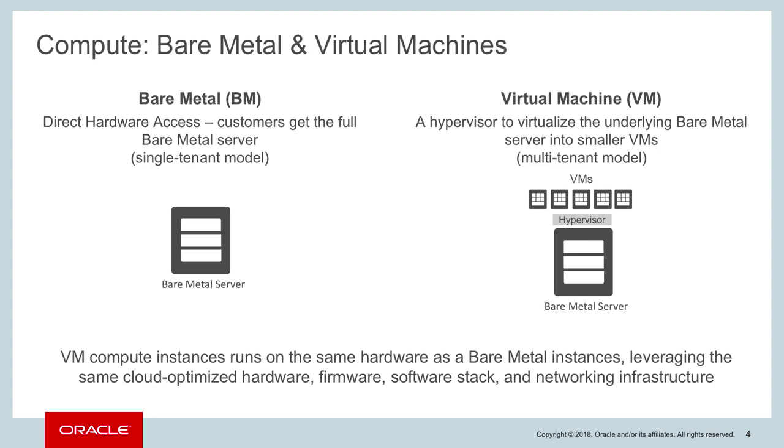On the other side, we have the virtual machines where the underlying host is virtualized to provide a smaller virtual machine. So it's also referred to as a multi-tenant model. The advantage here is the flexibility in regards to choice of instance shapes. So we have bare metal and virtual machine, all integrated and using the same network infrastructure.